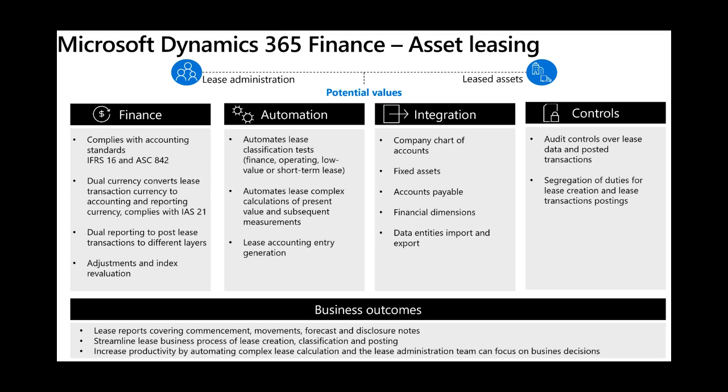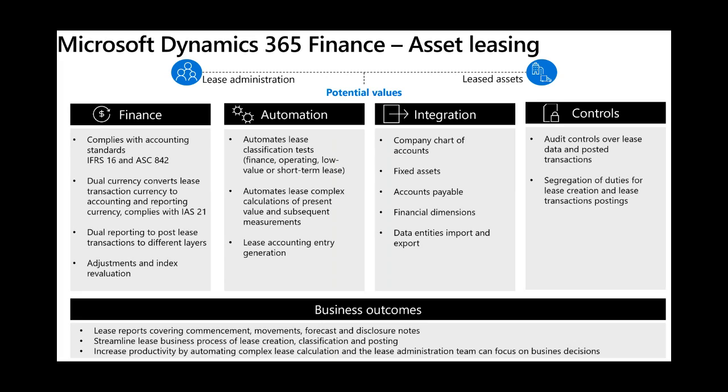Also, the system automates the calculation of the present value, or the calculation of the initial right of use asset, which is a complex calculation to calculate the present value of our payments. It takes the lease term, the incremental borrowing rate, and the payments, and then uses the automatic calculation to calculate the present value.